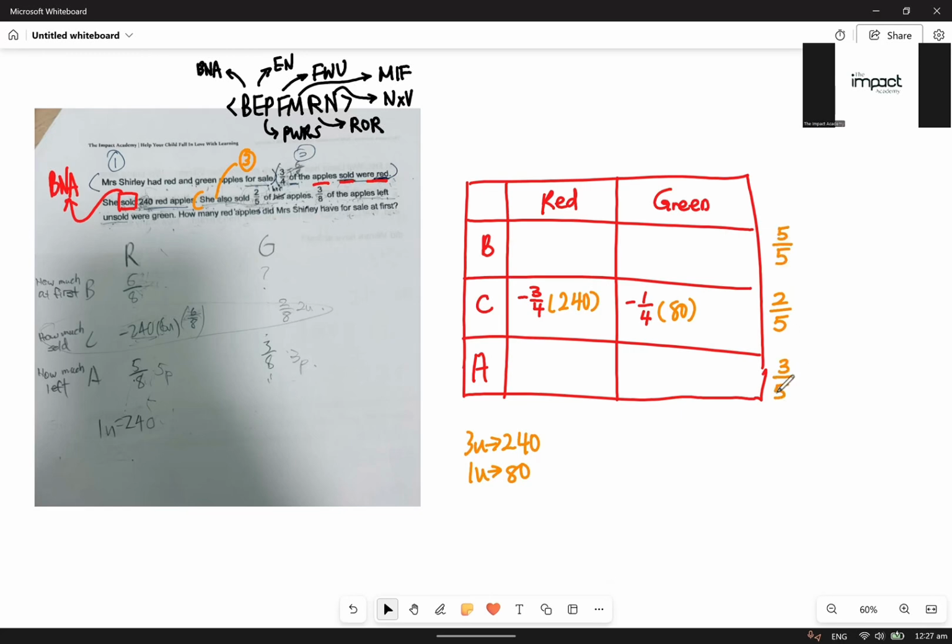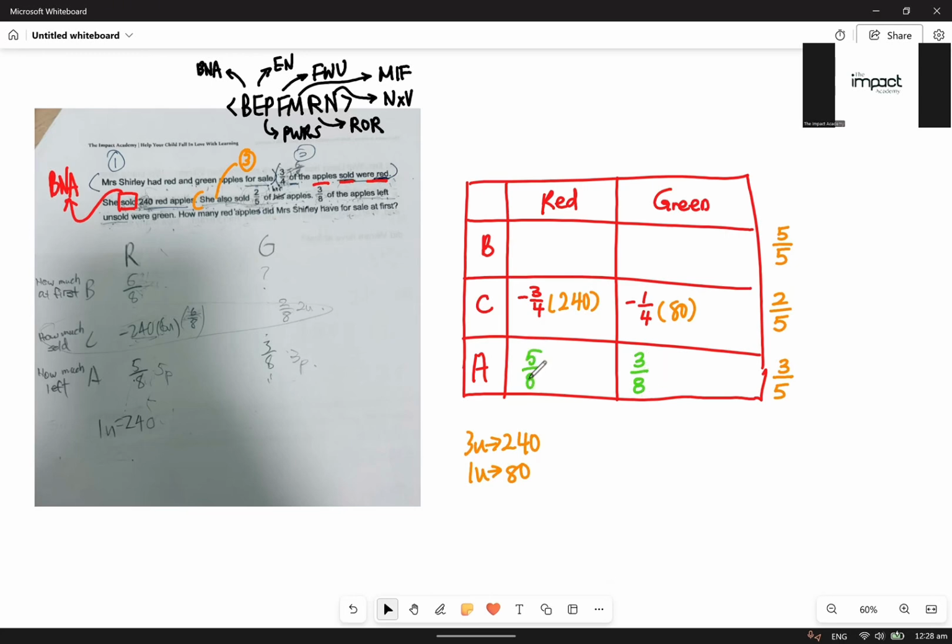Okay, then the question went on to say that 3 over 8 of the apples left unsold. Where's that? That is basically everything over here, right? We know that that is basically how much? 3 over 8. So we can confidently write down 3 over 8 first. If this is 3 over 8, this will be 5 over 8.